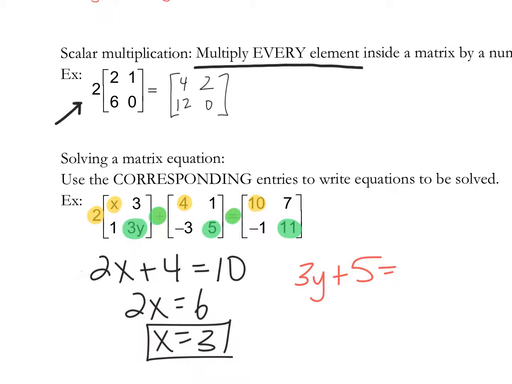plus 5 equals 11. Sorry about the barking. 3y equals 6, y equals 2. You guys, that's Boiler and his girlfriend Nala, who we are babysitting right now. My house is going crazy.